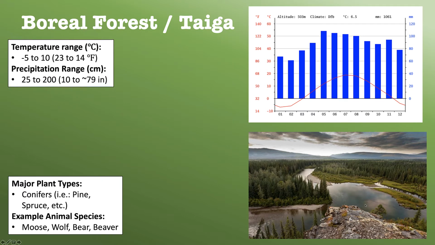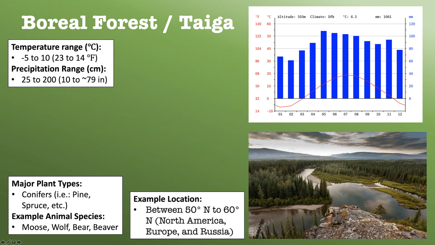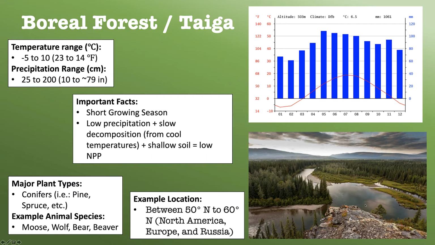Dominated by conifers, so that's pine, spruce, fir, trees like that. You don't find a lot of deciduous trees because, one, it's too cold, and two, the soil is not great, and you usually find pines and conifers when you don't have that great of soil. Usually between 50 and 60 degrees north is primarily what we find, so that's North America, that's Northern Europe, that's Northern Russia, those are all those kinds of locations.